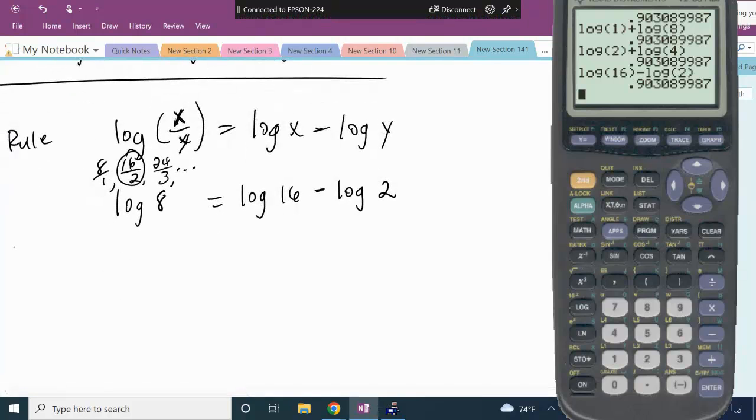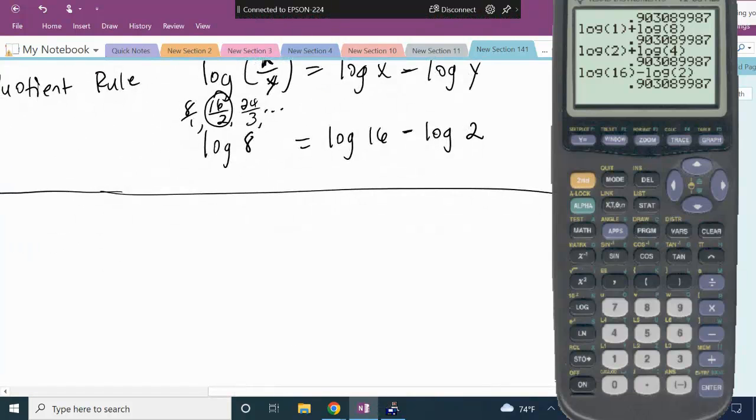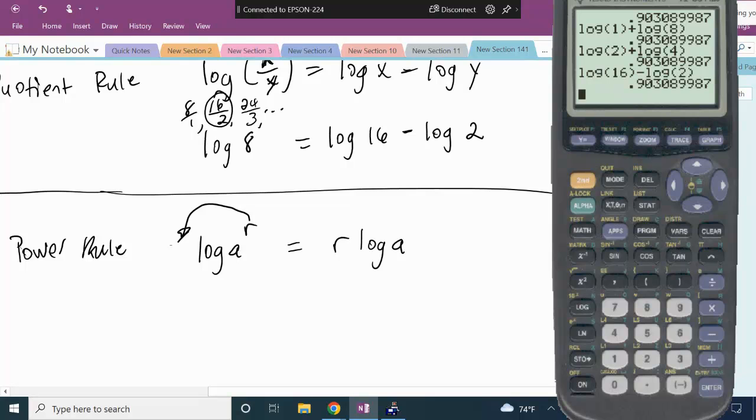And lastly, we're going to look at something called the power rule. It says that the log of a raised to the power of r is equal to r times the log of a. This formula is not very intuitive because it seems like the only thing you're really doing is taking your power and writing it as a multiplier. But let's see how this one works in action.